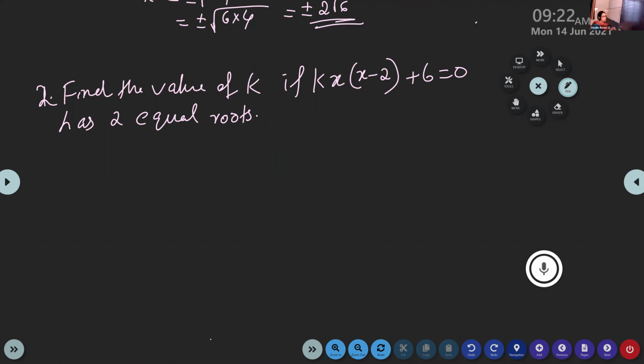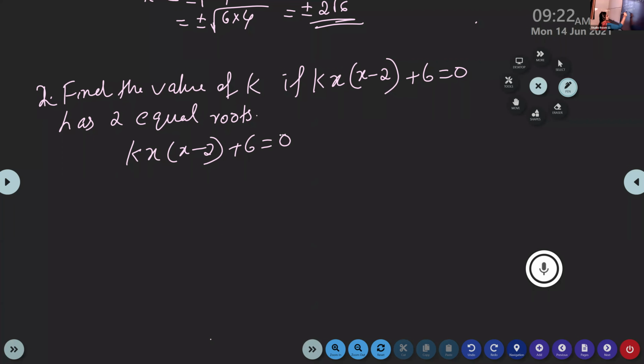Has two equal roots. Find the value of k if kx into x minus 2 plus 6 equal to 0 has two equal roots. The given equation is not in the form of quadratic. So first of all, we have to make it into quadratic form. Given that kx into x minus 2 plus 6 equal to 0.